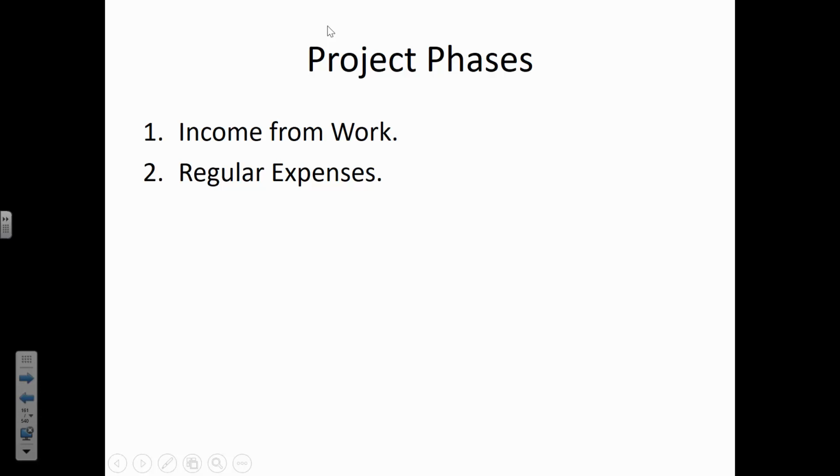If you want to have a vacation each year, how much are you going to spend on that and what are you going to specifically do? And so the more detail, the better.